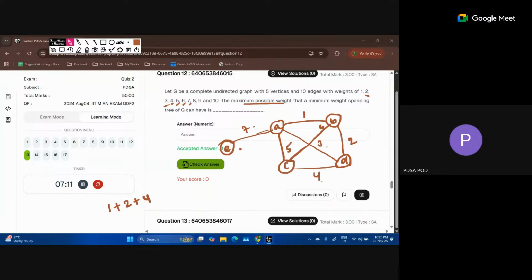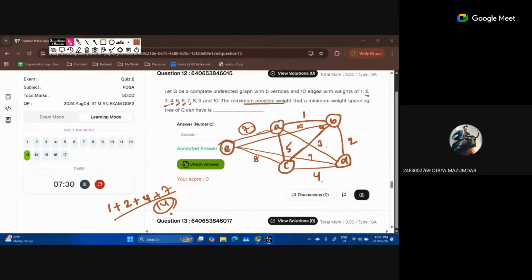Okay. And 8, 9, 10 can come over to here or here or here. No matter where it goes, we will have to pick 7. Okay. So this is the final solution. 14. Oh, I see, once 7 comes you don't go further. Exactly, your minimum spanning tree is done. 1 2 4. Ma'am, can you explain it again?